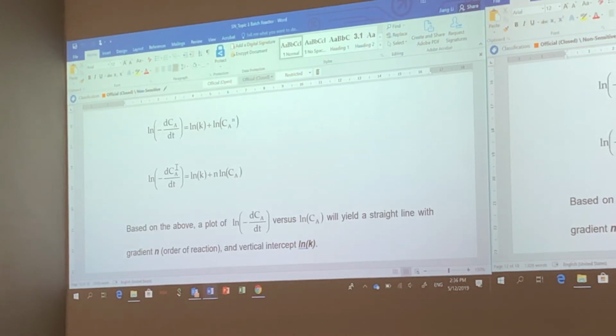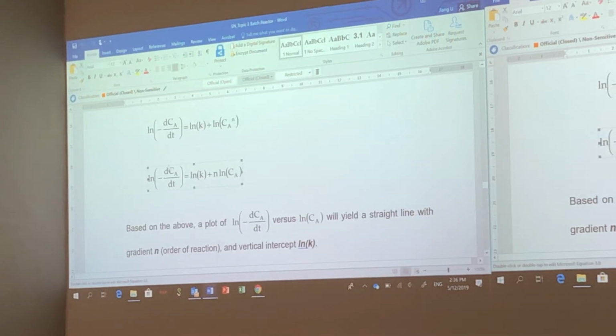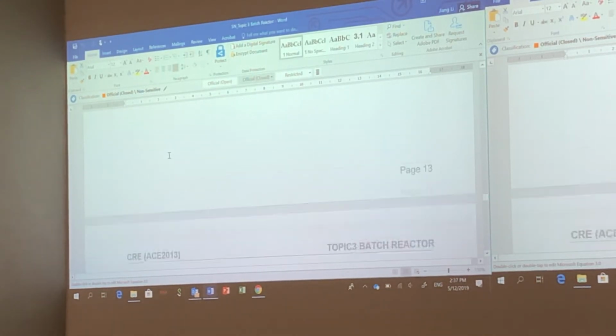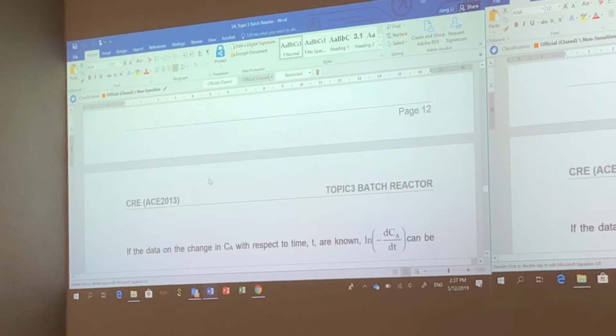Correct? Okay. So how will this part be tested? Listen, we will not ask you to draw the tangent line because this part is too tedious and everybody will give a different answer. Just like your tutorial 6, we will give you the CA and we will give you the gradient. Then from there, you calculate ln, then you plot. From the plotting, how to find the order? Just the same thing.